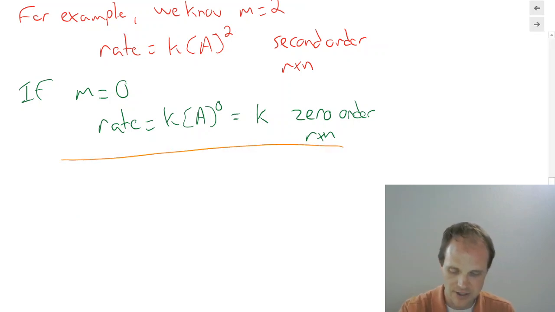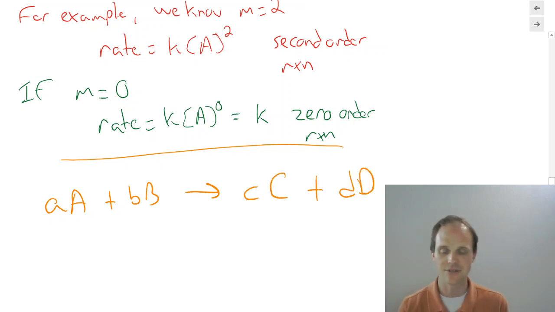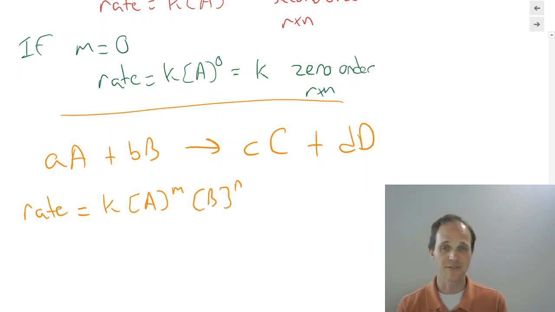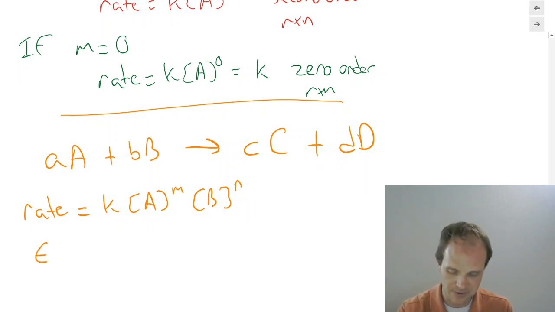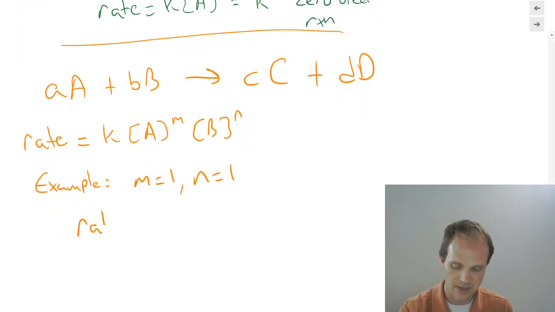What if we had a generic reaction, A plus B goes to C plus D, our favorite generic reaction? We know that the rate is equal to k times the concentration of A to the m, the concentration of B to the n, and then we have to figure out m and n experimentally. Let's just do some examples. Example, m equals 1, n equals 1. We'd get that the rate is k times the concentration of A to the first times the concentration of B to the first.